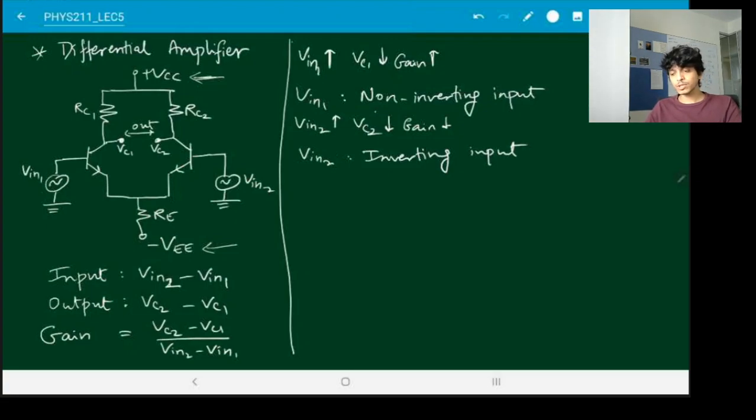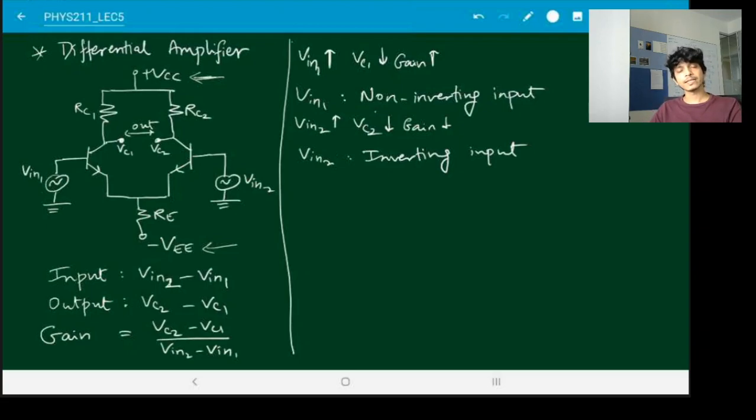Now, this is the most general form of the differential amplifier, where you have two inputs, Vin1, Vin2, and output is also taken between two terminals, Vc2, Vc1. But that may not necessarily be the case. There are times when you only have one of your two inputs. So let's say you only have Vin1 and Vin2 is just set to ground. Or you might have just Vin2 and Vin1 is set to ground.